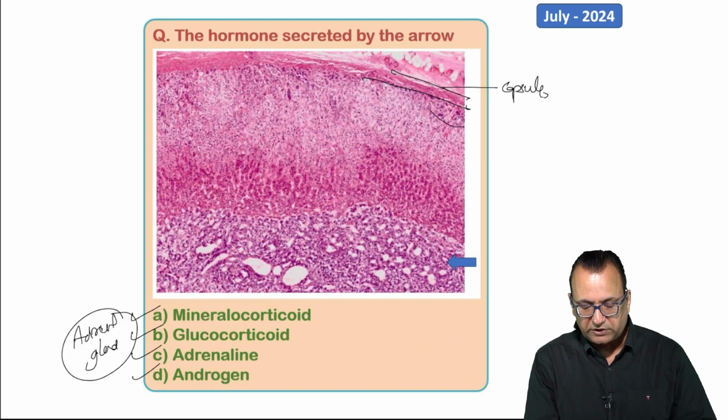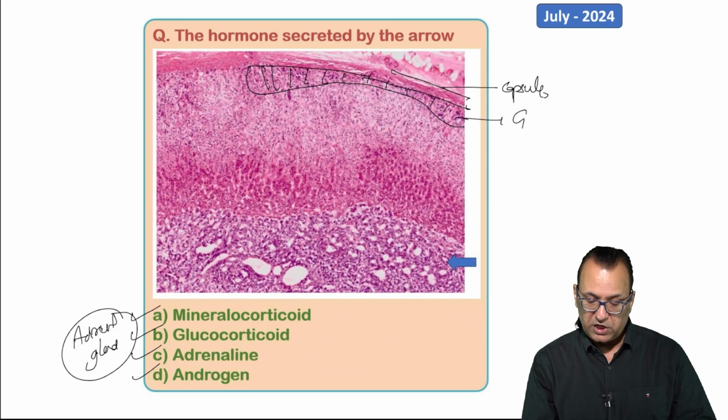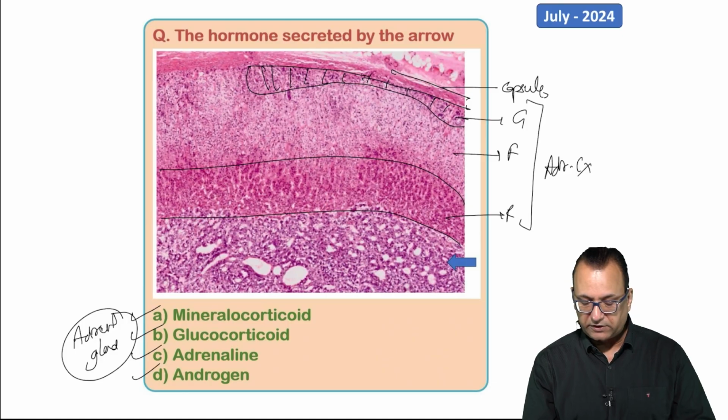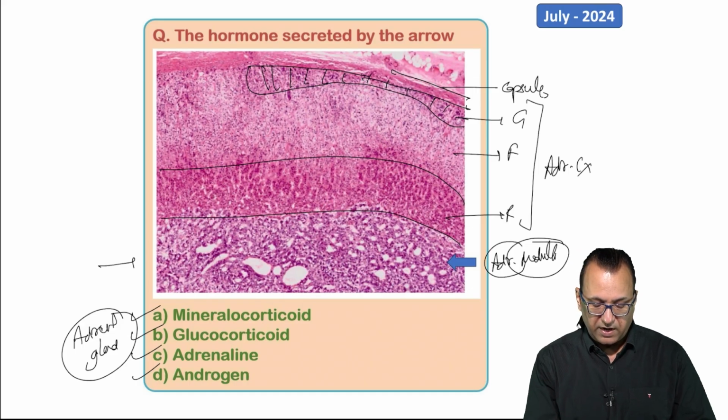Deep to that, you see this area. It is not too much, but that is the G, zona glomerulosa. Fasciculata is always larger and lighter, and this is reticularis. So GFR, that is adrenal cortex, but they are not focusing on the adrenal cortex, they are focusing on the adrenal medulla. That is where the arrow mark is. How do you know it is adrenal medulla? First of all, it is deeper, and look at these large blood vessels. These large blood vessels tell us that it is adrenal medulla.